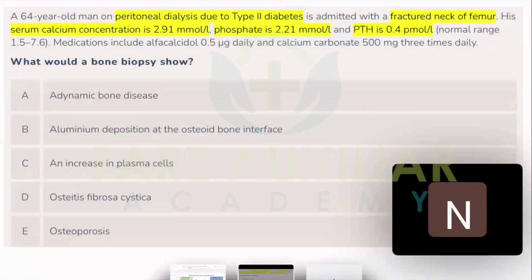So why do you think it is adynamic bone? Firstly, what is adynamic bone disease and what is osteolytic fibrosis cystica? And how do you diagnose osteolytic fibrosis cystica? If you know that, then the question becomes much easier. Because osteolytic fibrosis cystica cannot be diagnosed by these metabolic parameters. It needs at least an X-ray of the bone.